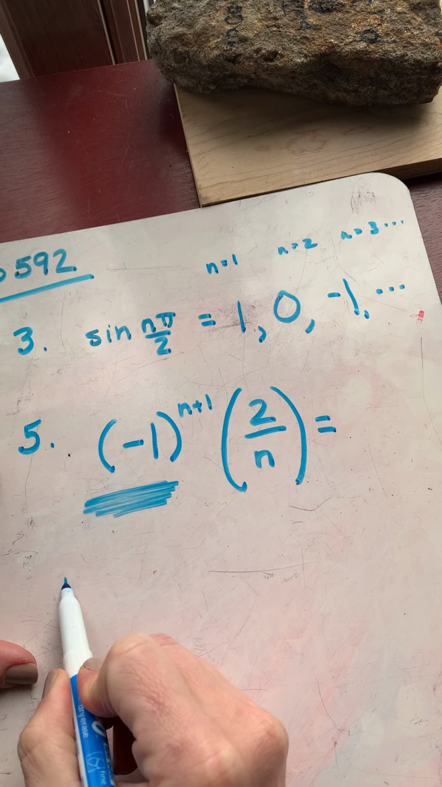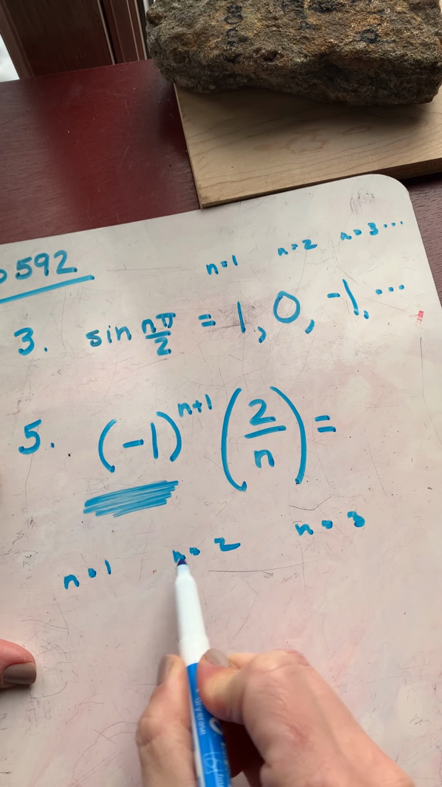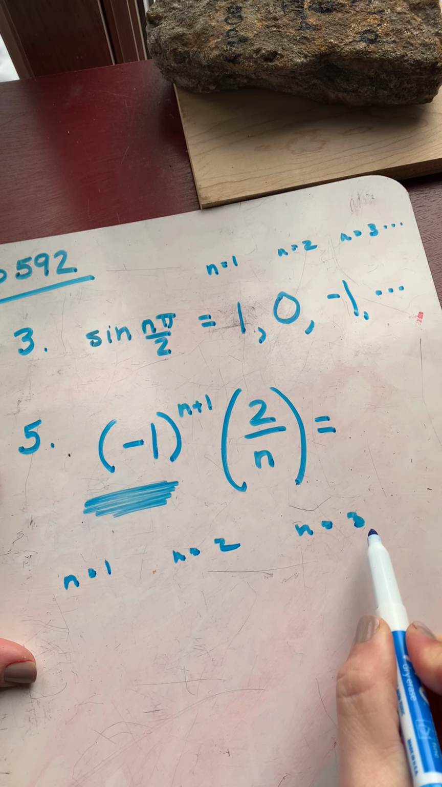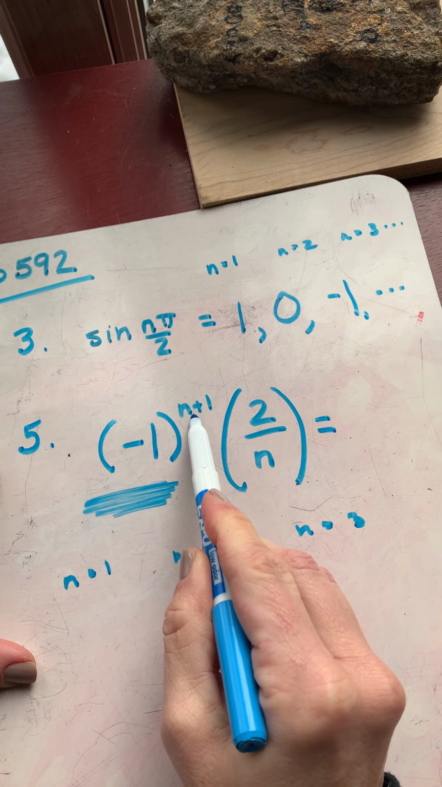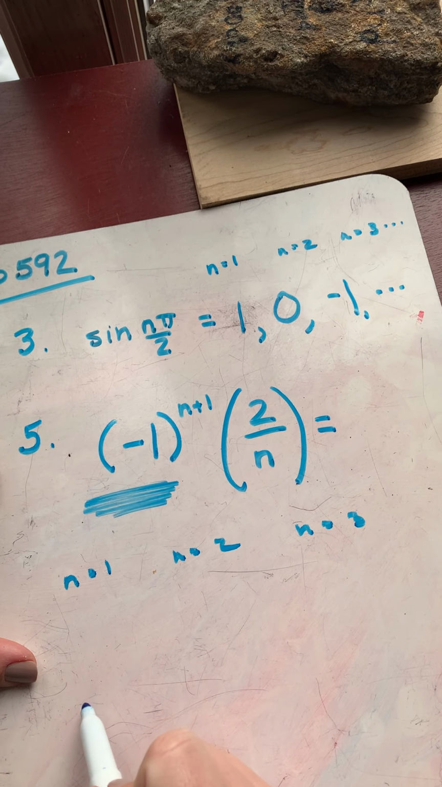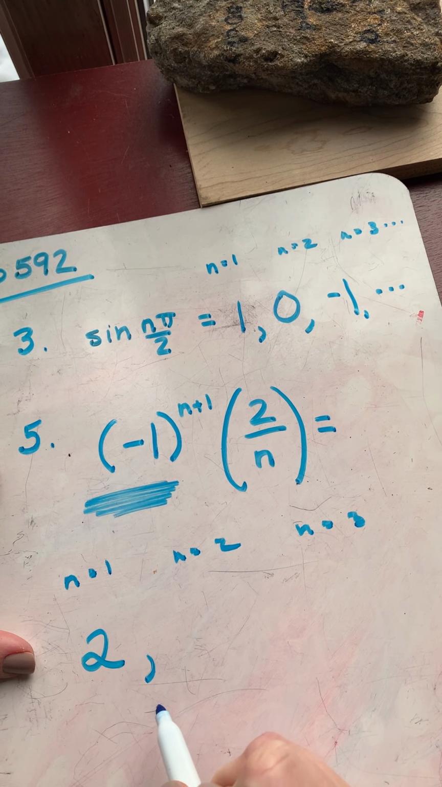So anyway, we're going to have n equals 1, n equals 2, n equals 3. You do not need to write that out. I'm just writing it so you're really clear on what I'm doing. So when n equals 1, I'm plugging 1 in for n. So I'd get -1 to the second, which would be +1. Plugging in 1, I get 2.